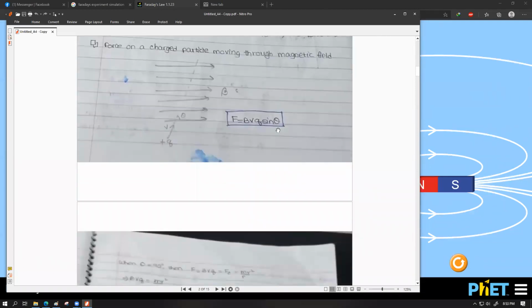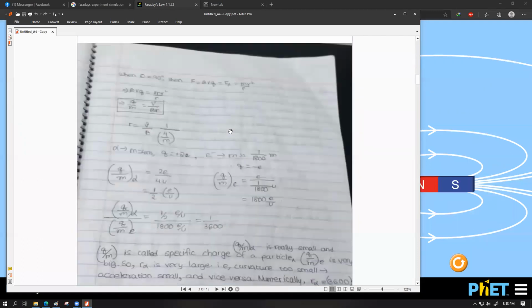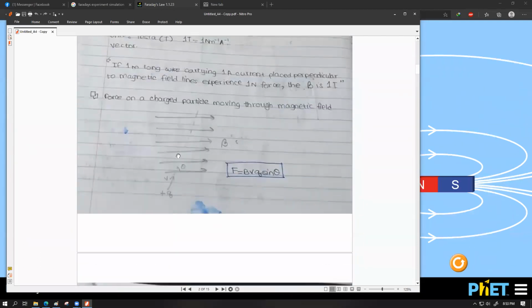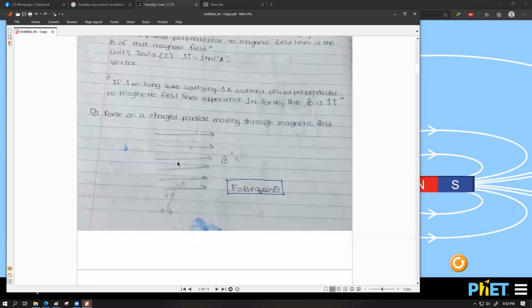So let's have a look. We have the equation over here. Then we have a bit blurred picture over here, but it will make sense to you anyway. I can zoom in. Force on a charged particle moving through a magnetic field.